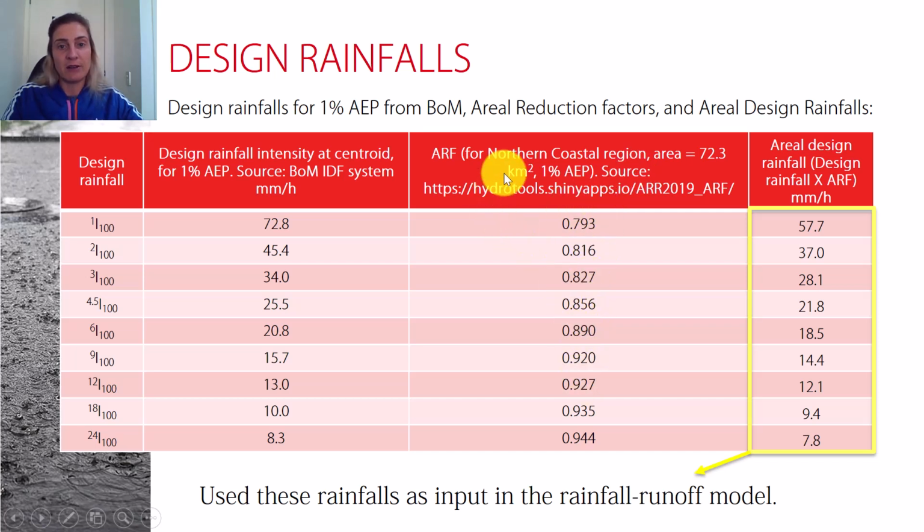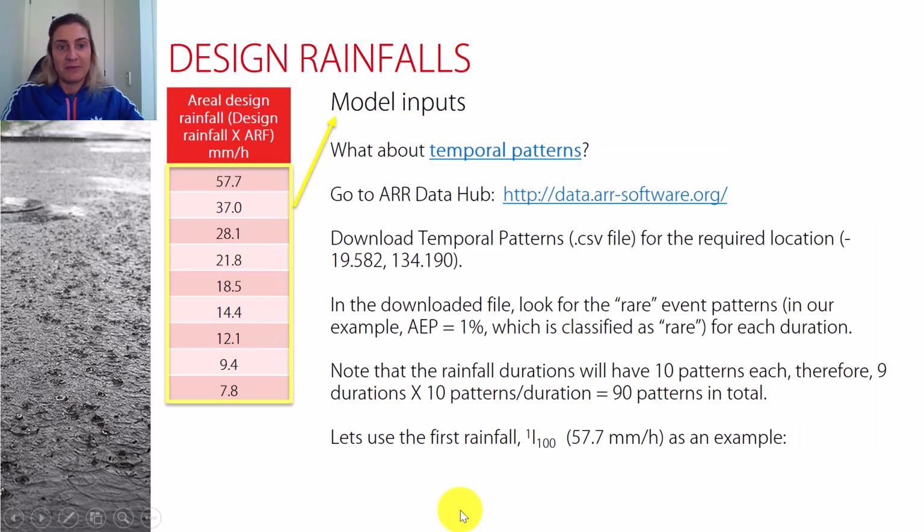All right, so here is the ARF, which came from the hydro tools that we mentioned before, and you need to enter the northern coastal region, the area of the catchment, the AEP, and the rainfall duration. Those are the inputs for that tool, and the output is the area reduction factor. Then you will calculate an areal design rainfall, which is the design rainfall times the area reduction factor. And then you use these rainfalls as input in the rainfall runoff model. Okay, but what about temporal patterns?